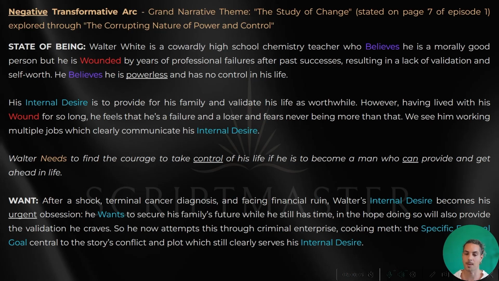After a shock, terminal cancer diagnosis, and facing financial ruin, Walter's internal desire becomes his urgent obsession. He wants to secure his family's future while he still has time, in the hope that doing so will also provide the validation he craves. So he now attempts this through criminal enterprise, cooking meth, the specific external goal central to the story's conflict and plot, which still clearly serves Walter's internal desire.